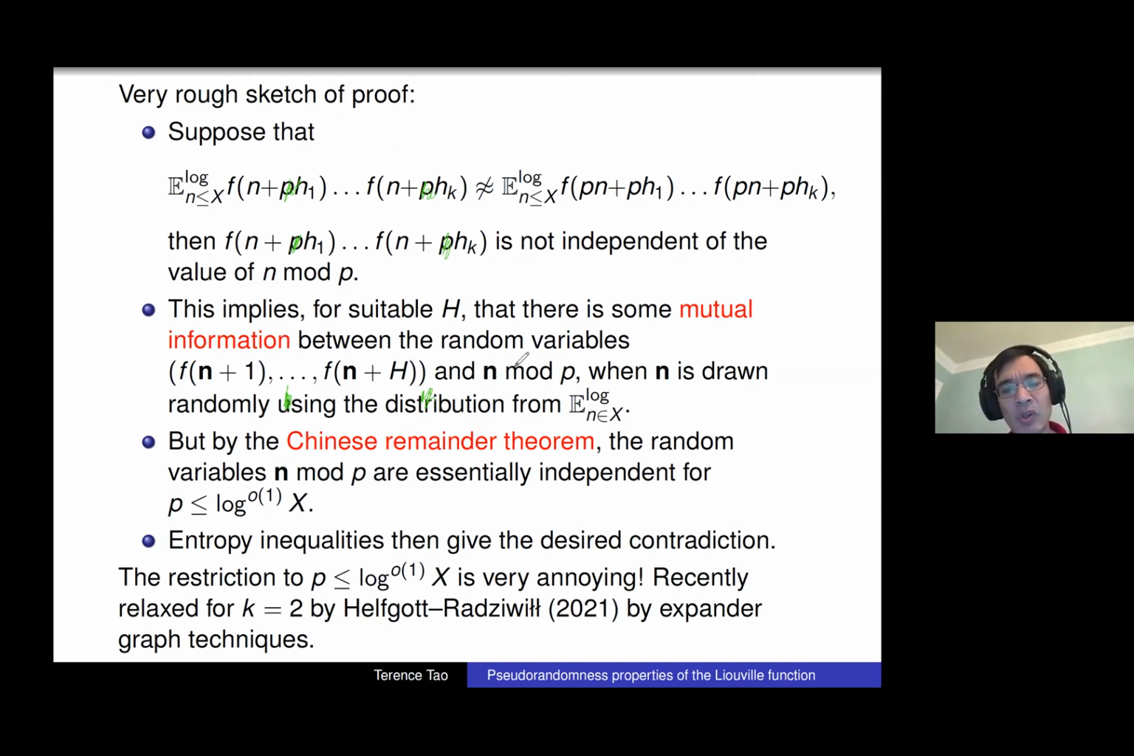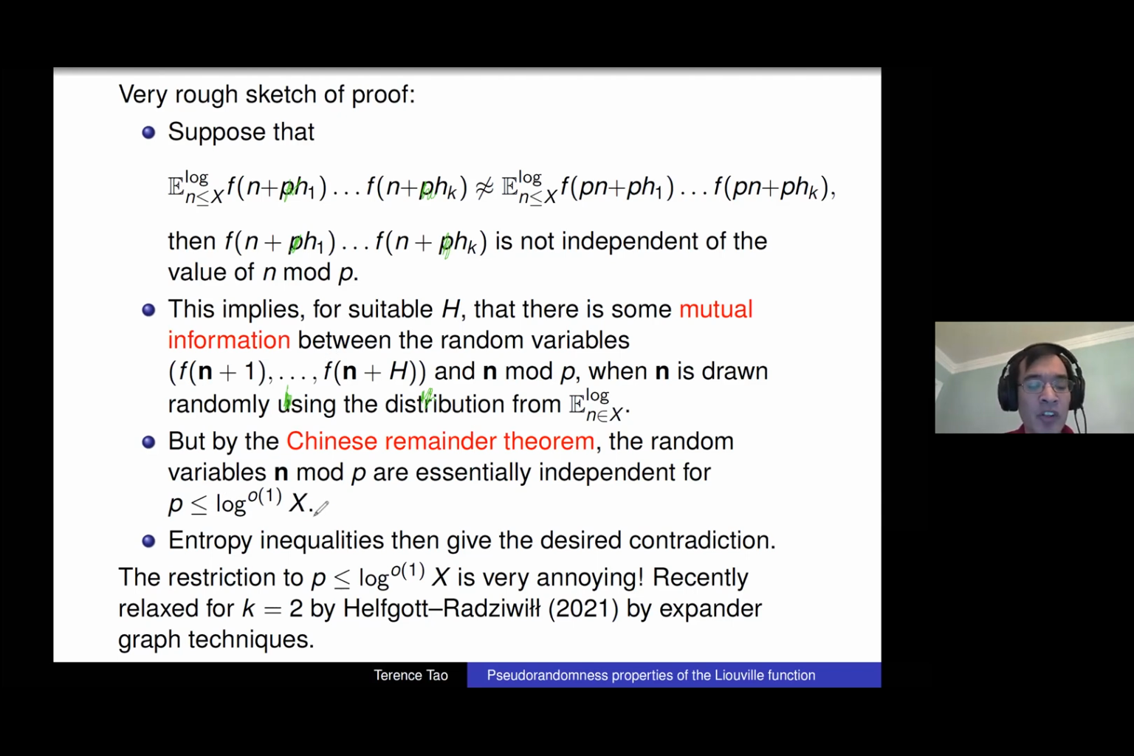But on the other hand, all these residues behave independently of each other. So if you pick a random number n, you look at n mod 2, n mod 3, n mod 5, as long as your sample length is bigger than 2 times 3 times 5, all these residue classes are kind of independent. So they share no information among themselves. They're independent, but they're all trying to share information with this other random variable. And the entropy inequalities prevent that from happening. You can't have a random variable that shares information with a lot of different independent random sources at the same time. And so you can get a contradiction this way.